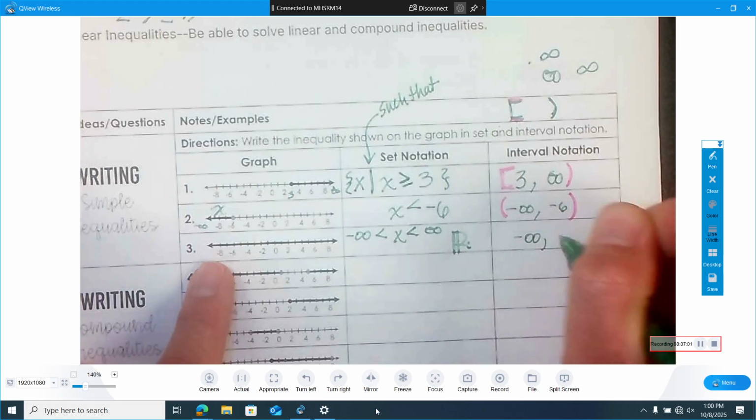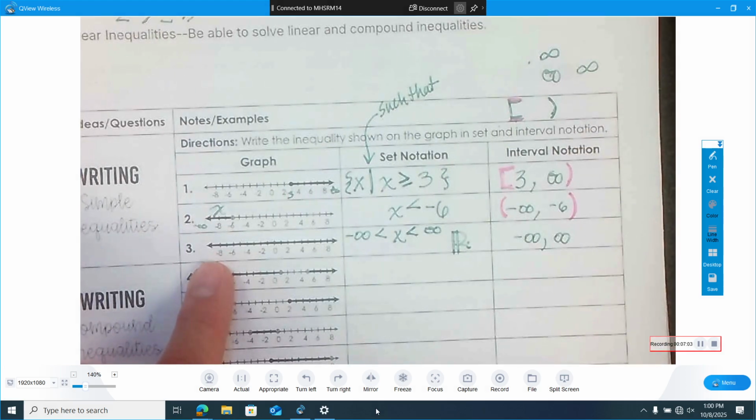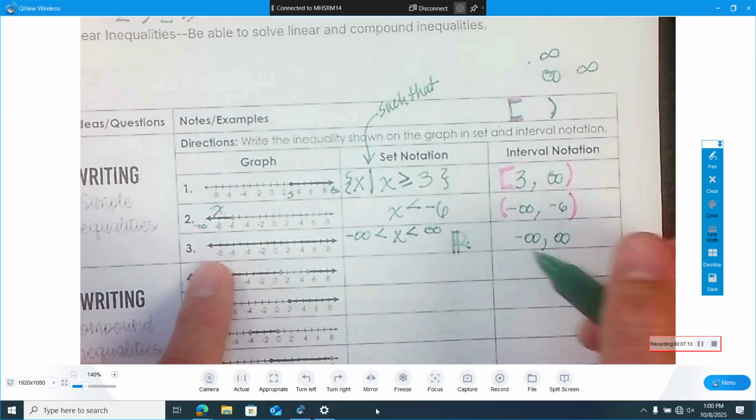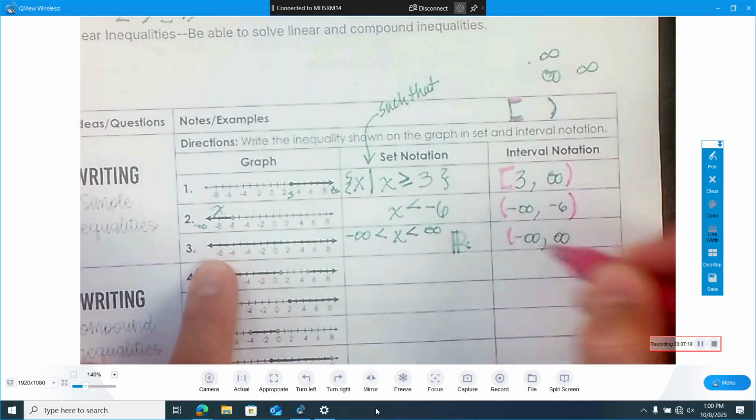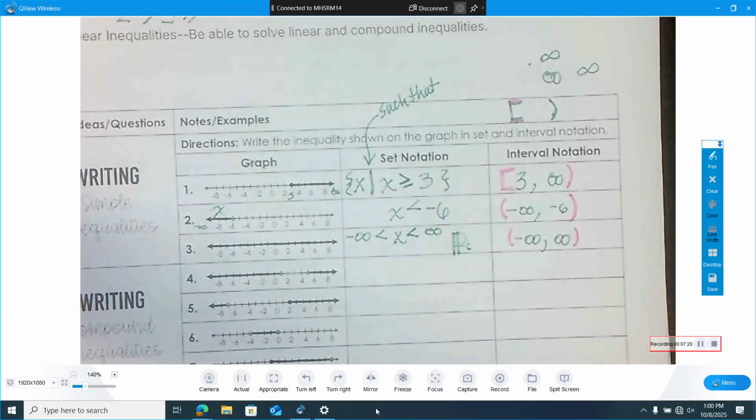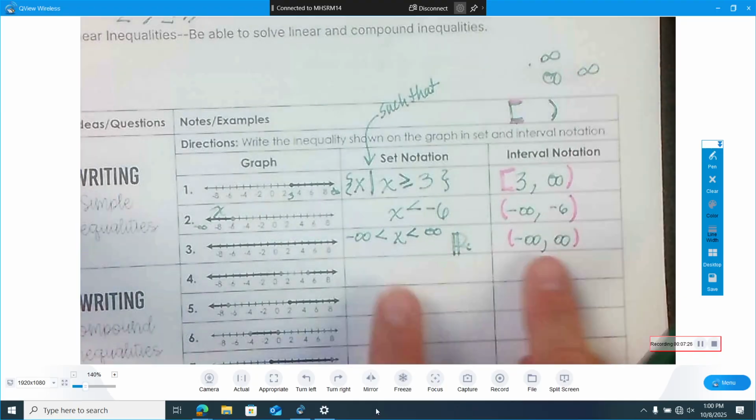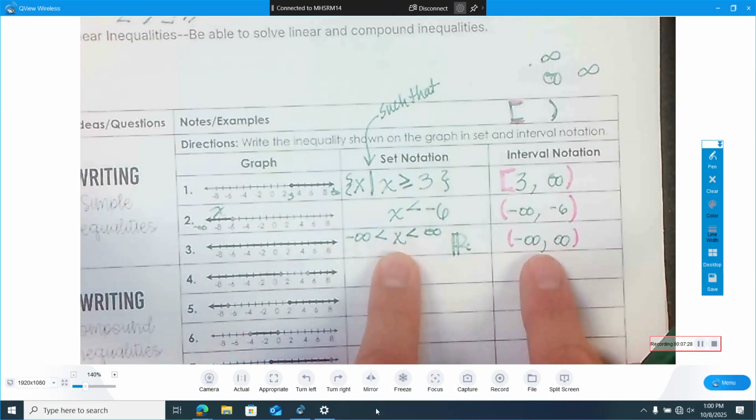Negative infinity to positive infinity. It is very important that the order of these numbers is proper. We have to have the smaller number on the left and the larger number on the right. Okay. What surrounds the negative and positive infinity? Parentheses. Again, we cannot equal infinity or negative infinity. So always, always we use parentheses. You can see how much more simple it is, I guess you would say.